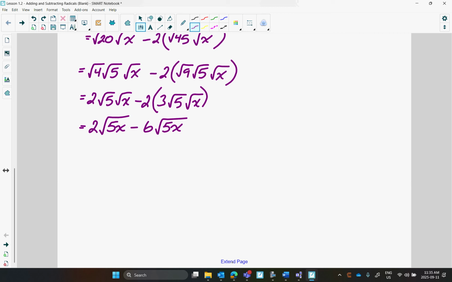Notice I got like terms. Which means I can combine them. What do I get? Negative 4. And remember, we don't change what's under the square root, root 5x. So a little bit more of a challenging one. Still do it the same. Okay.